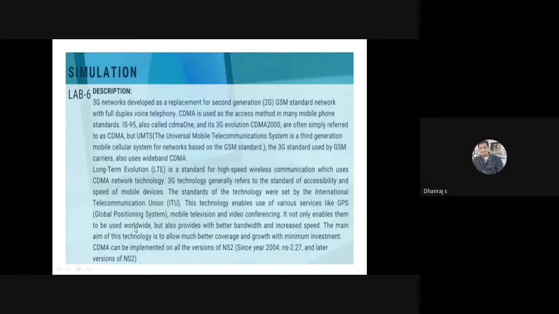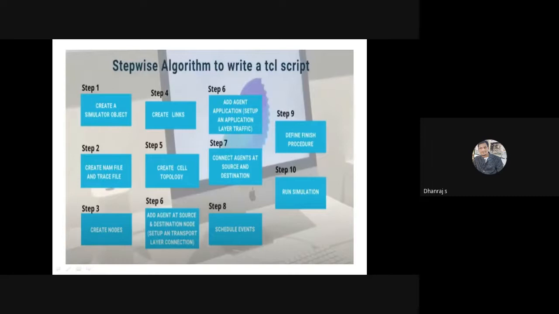In your mobile phones you can see at the top of your network you might have seen the keyword LTE. LTE is Long Term Evolution. It is a standard for high speed wireless communication, which uses CDMA and network technology. 3G technology is generally referred to as a standard of accessibility and speed of mobile devices. Okay, so what we need to do, again, the same steps we are going to use.